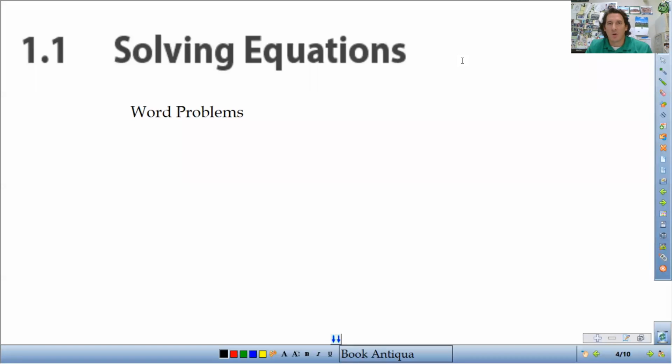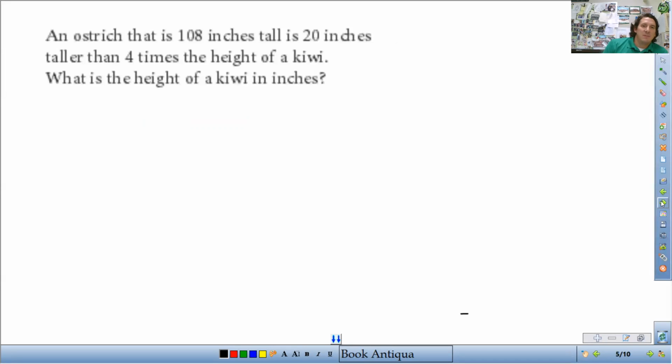All right, IM1 classes. Today we're going to be looking at how to solve word problems using equations. So let's get right into it. Our first problem: an ostrich that is 108 inches tall is 20 inches taller than 4 times the height of a kiwi. What is the height of a kiwi in inches?